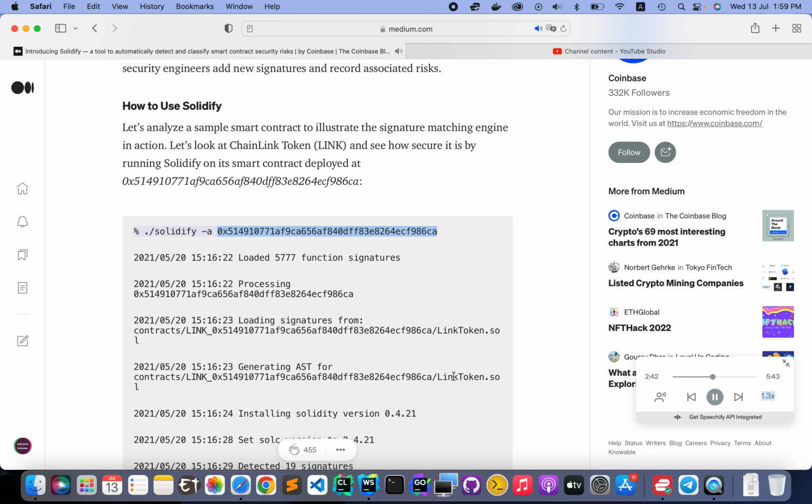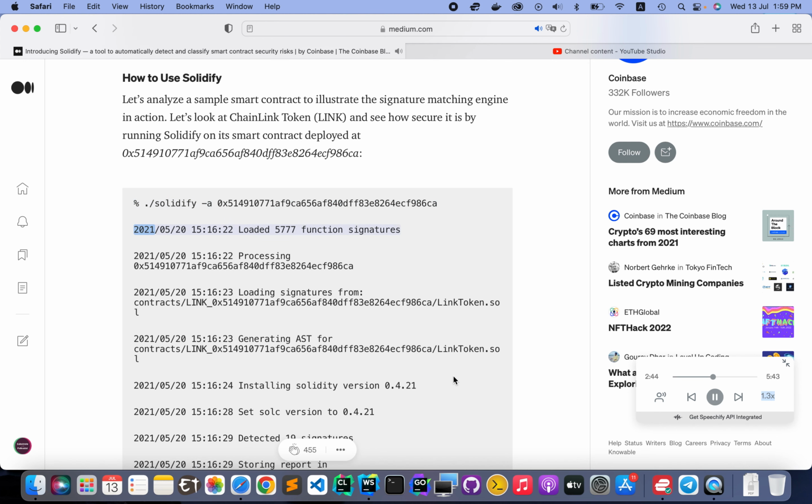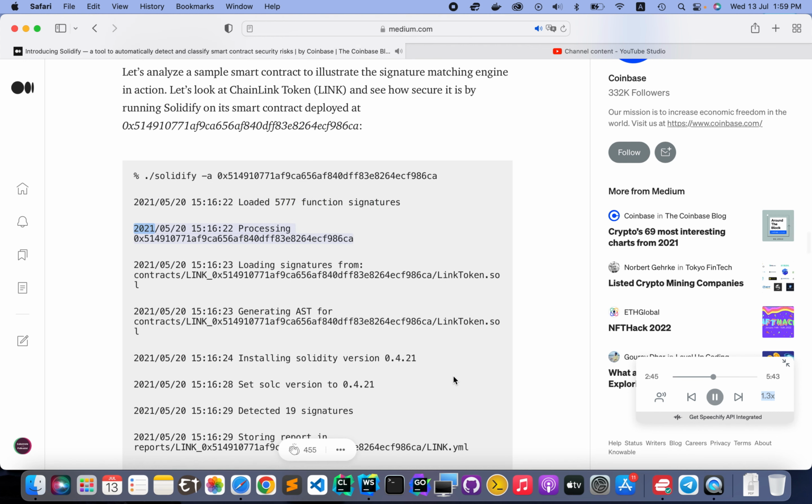The 20th of May 2021, 15:16 and 22 seconds, loaded 5,777 function signatures. The 20th of May 2021, 15:16 and 22 seconds, processing.